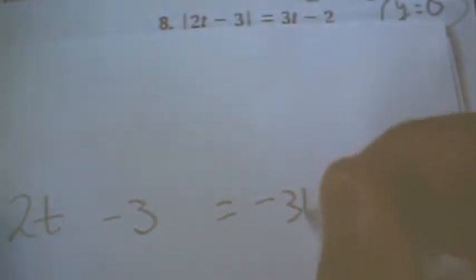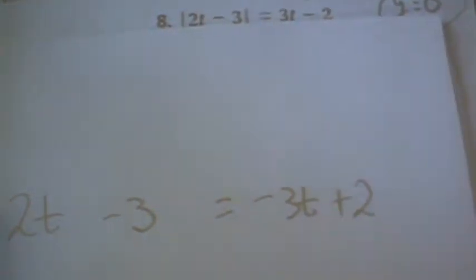I'm not going to check if that's a solution yet. We'll do it after we get the second answer. And we're going to rewrite it over here. Actually break it up. It's going to be 2t minus 3 equals negative 3t plus 2. Remember, you're changing both values. They're not opposite.